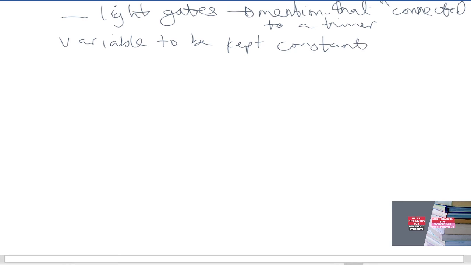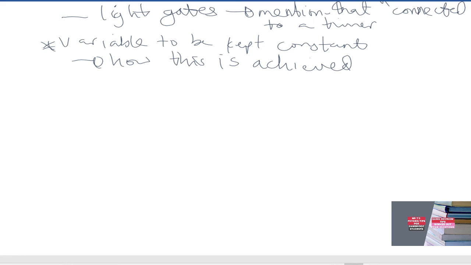You need to mention it: how you are going to do so. Okay. How this is achieved also needs to be written down. So again, I'm going to repeat. Control of variables refers to adjustments or varying the variables, not necessarily keeping a variable constant.